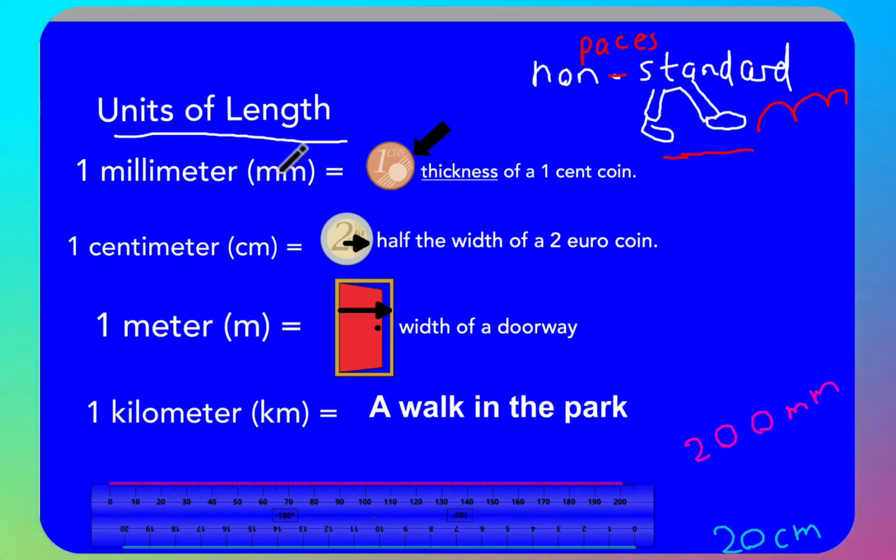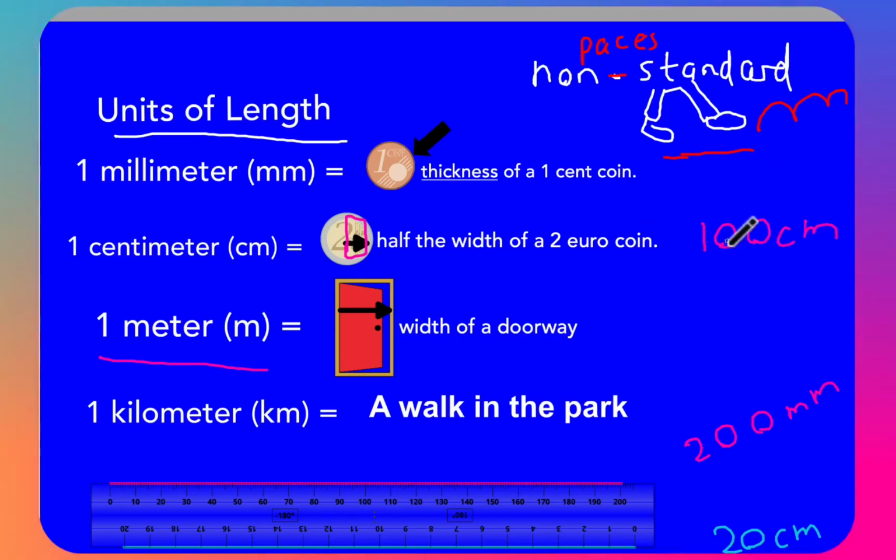So our other units of length are used for measuring bigger distances, bigger lengths than our centimeter and our millimeter. If you observe this equivalency data here, a millimeter is equal to the thickness of a 1 cent coin. As you can see, a centimeter is about half the width of a €2 coin. And now we're going to look at 1 meter. Now as you can see, we have mm for millimeter, cm for centimeter, m for meter. 1 meter is equal to 100 centimeters.